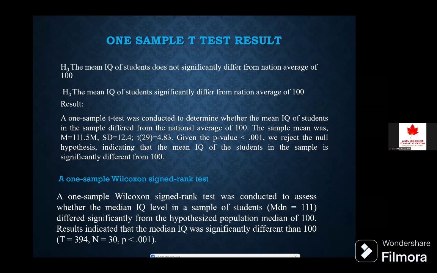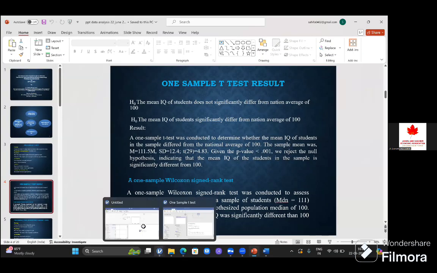Then for the one sample Wilcoxon signed rank test, you can write: a one sample Wilcoxon signed rank test was conducted to assess whether the median IQ level in a sample of students differs. Understand that the Wilcoxon rank test uses the median as average, whereas the t-test uses the mean. Here we will write median 111, which differs significantly from the hypothesized population median of 100, and the result indicates that median IQ was significantly different from 100. So that's all about the one sample t-test.